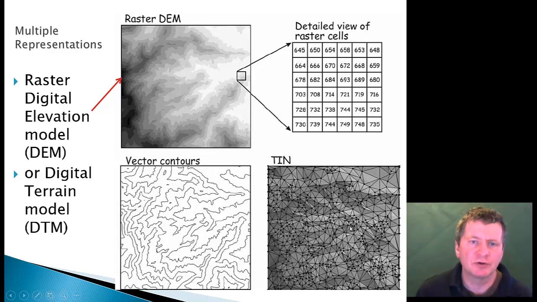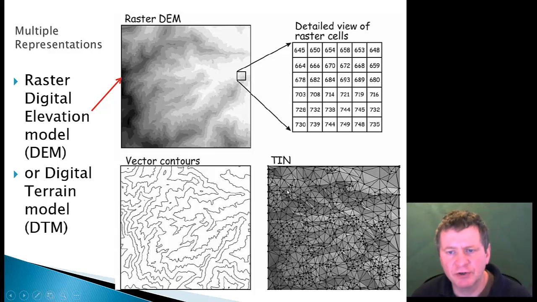And again, what this would be is we have a raster image of individual elevations, and we're connecting a network and constructing this from it.